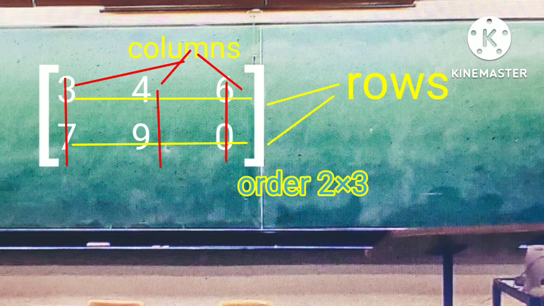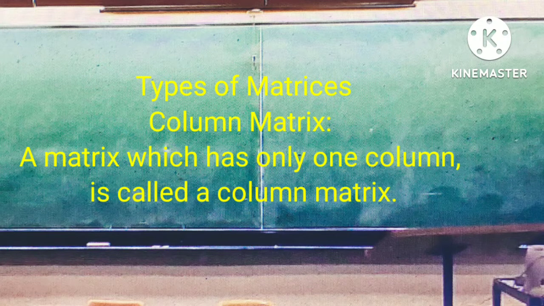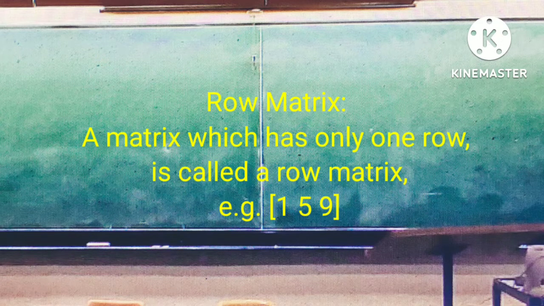For example, in this given matrix, the horizontal line in which the numbers 3, 4, 6 are arranged is the first row, and similarly the vertical lines in which the numbers are arranged are called columns. If the matrix has only one column, it's called a column matrix. In such a column matrix there will be only one column, though the number of rows may be more. There are 4 rows and only one column, a 4 cross 1 matrix. And a row matrix means there is a single row. There may be a number of columns, but it's a single row: 1, 5, 9.